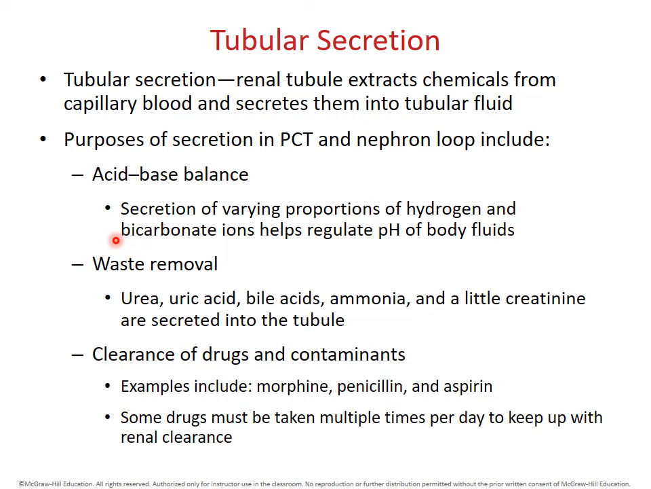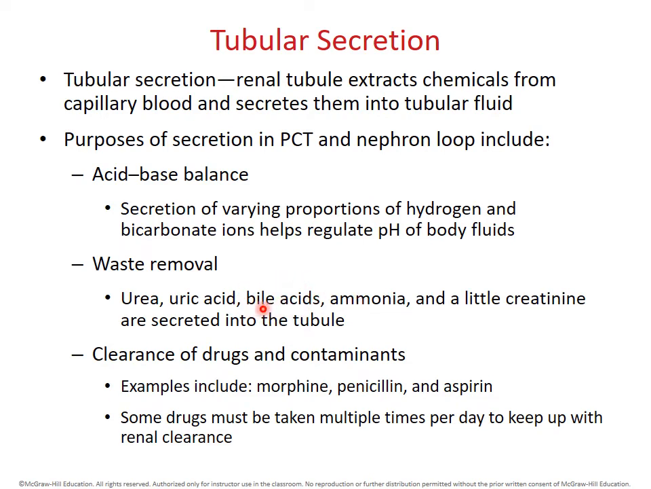Secretion is also performed to do waste removal. Sometimes you don't get all of the wastes that are in the blood filtered out. You only get a certain percentage of them filtered out. Some remain in the blood as it flows into the peritubular capillary beds. And so this is a second opportunity to specifically remove some things that weren't filtered completely at the glomerulus. This includes urea, uric acid. And remember, in the proximal tubule, we do reabsorb some uric acid, so we need a second chance to get rid of it.